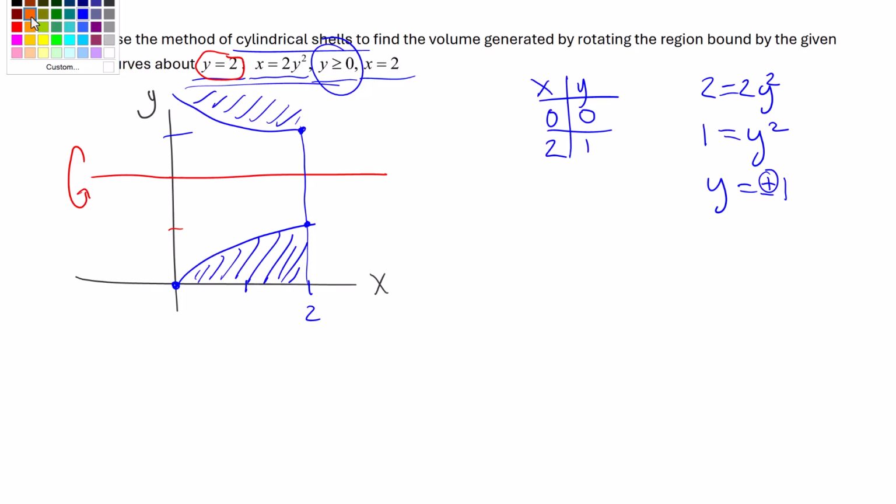So remember, our shells extend out from the axis of rotation, which in this case is y equals 2. So a shell would look something like this. The height of it would be kind of laying on its side, right? The height of the shell would be kind of laying flat.